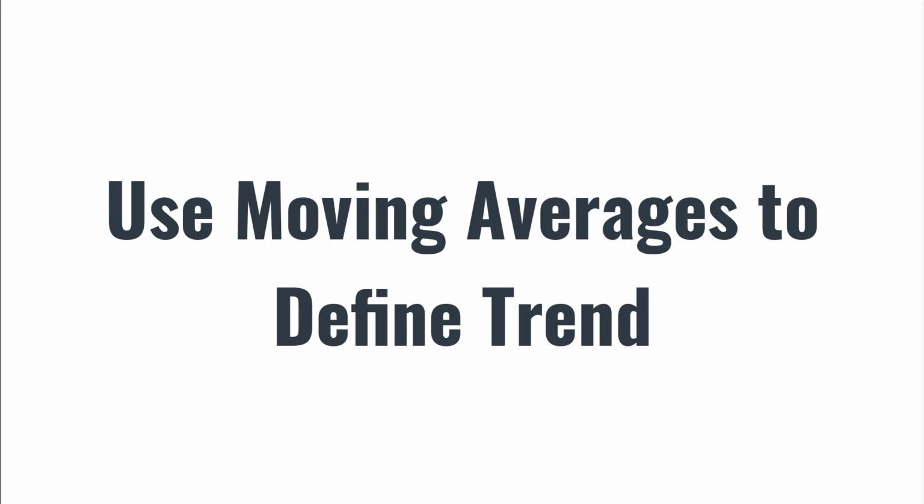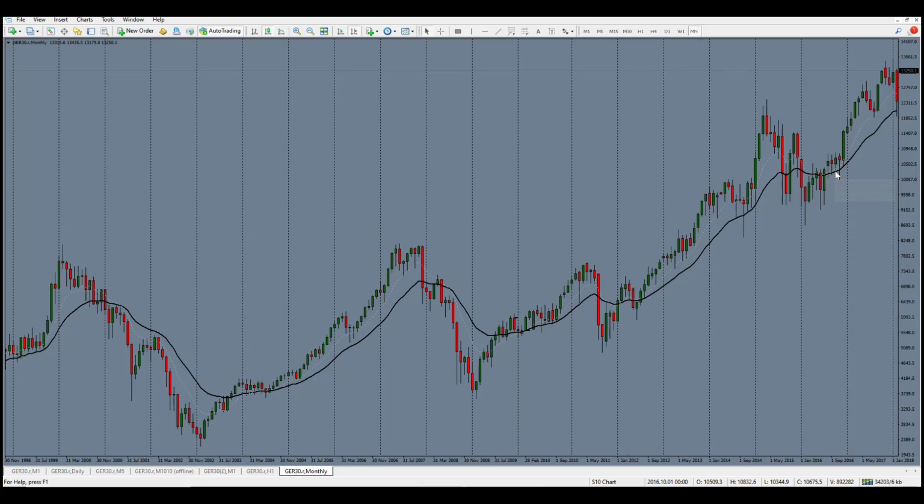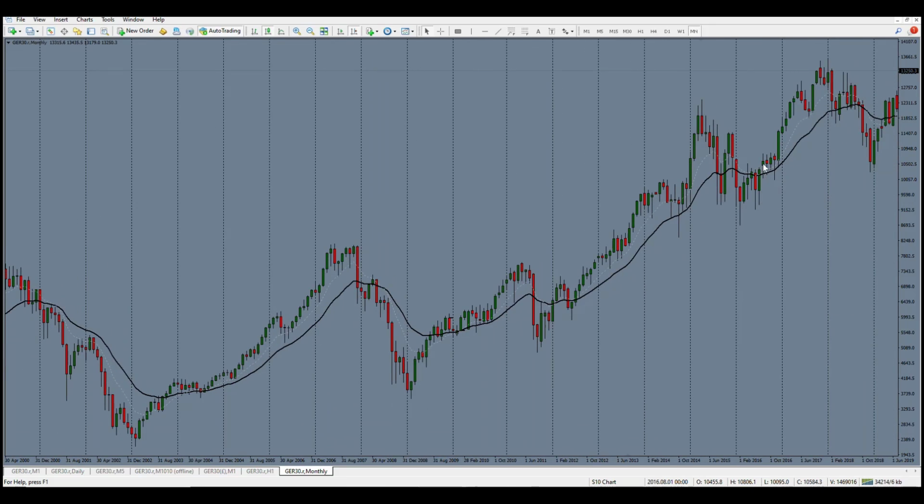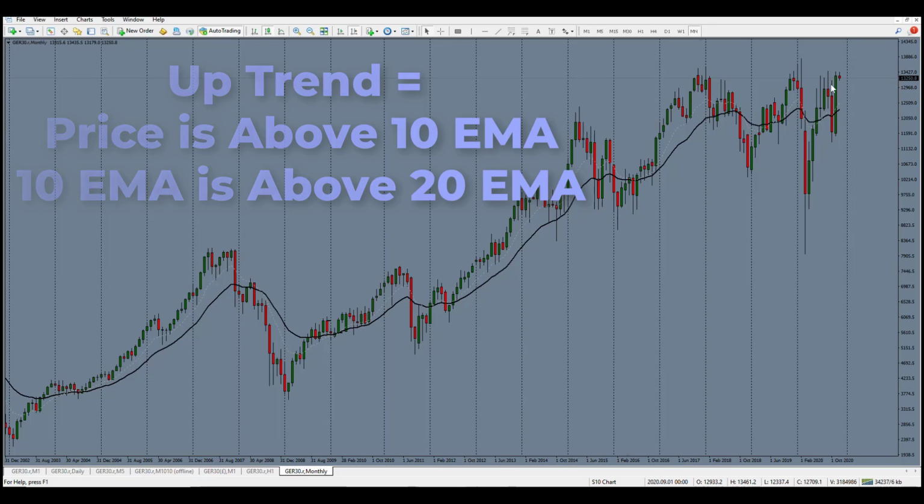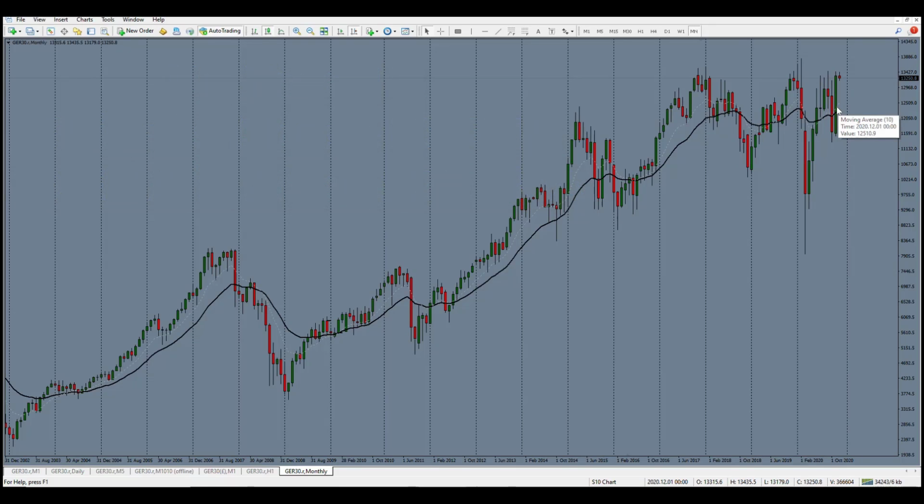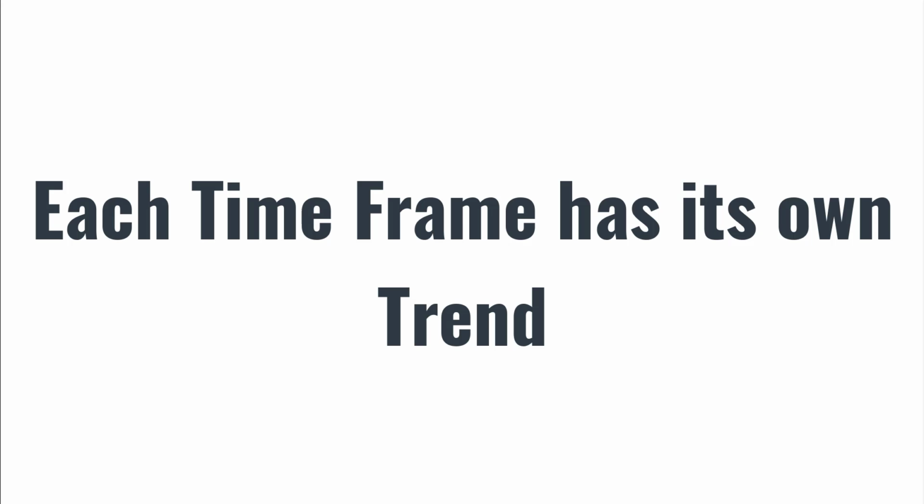For example, on this chart, I have a 10 exponential moving average and a 20 exponential moving average. One definition would be when price is above the 10 EMA and the 10 EMA is above the 20 EMA, then the trend is up. Right now on this chart, the trend is up, but at the same time it's kind of sideways because it's going up and down.